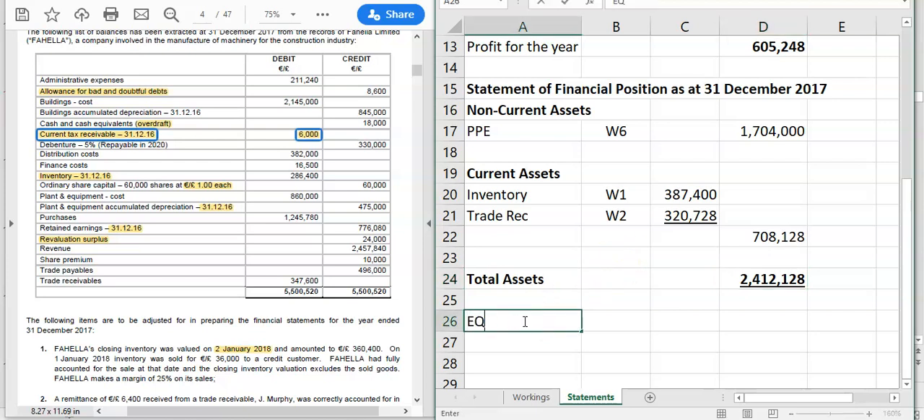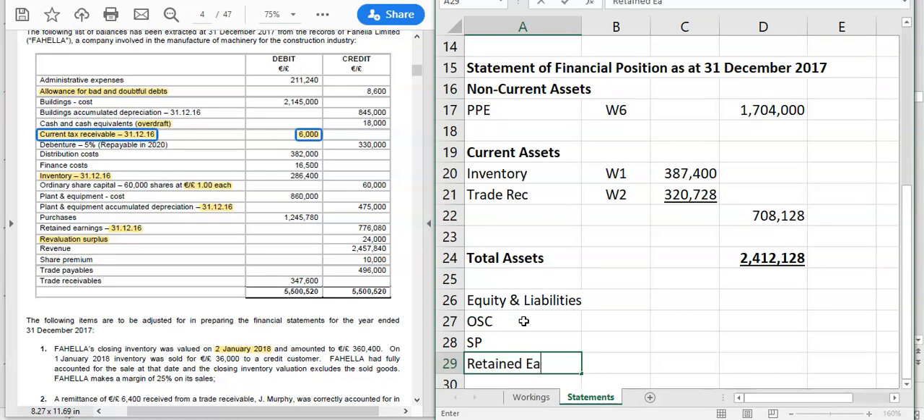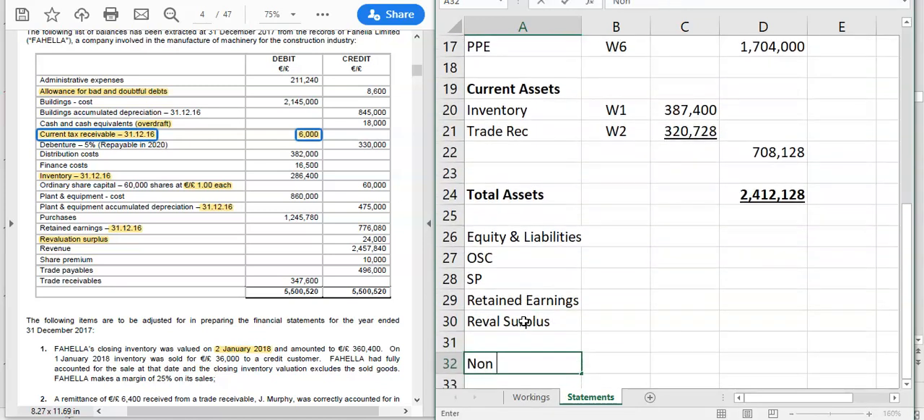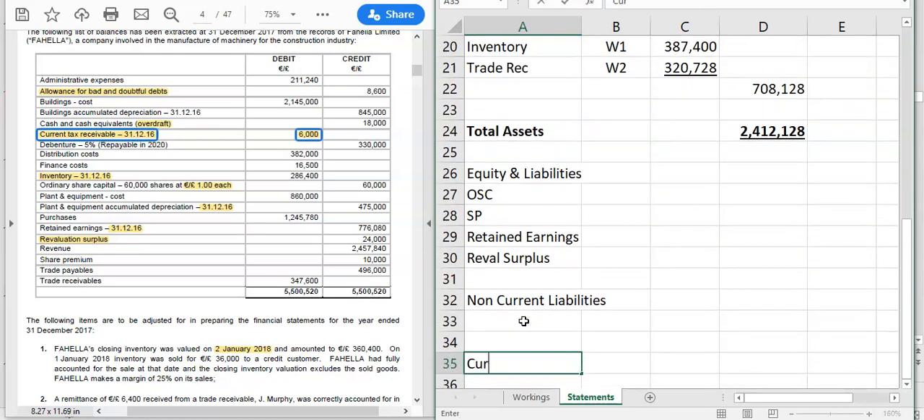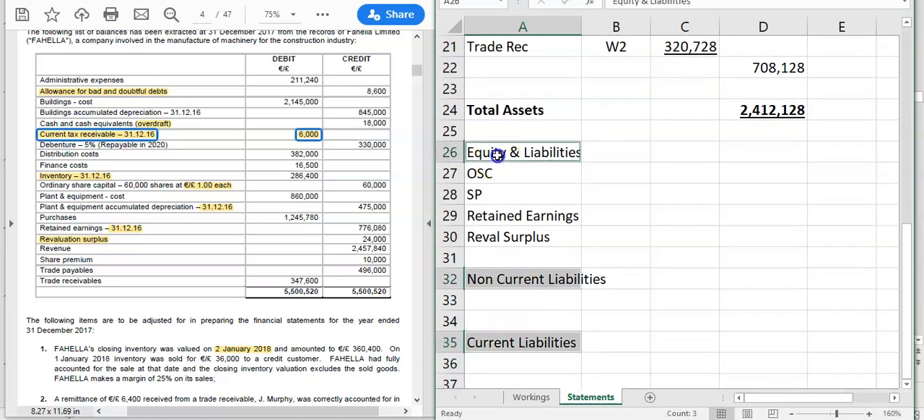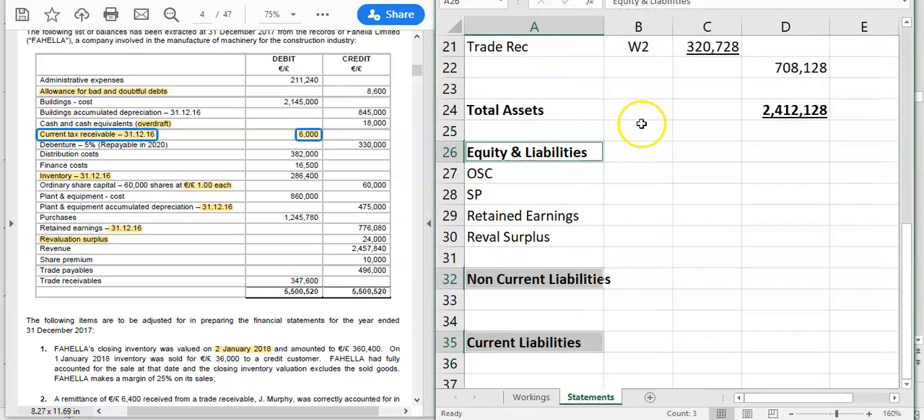So then you have equity and liabilities. You have ordinary share capital, share premium, retained earnings, and you have revaluation surplus. And then you will have non-current liabilities, and you'll have current liabilities. Just setting up the headings to the start. And again, as you slot in a number, tick it off, either from the workings or from the trial balance, so you don't omit anything, because everything that goes in is worth credit.